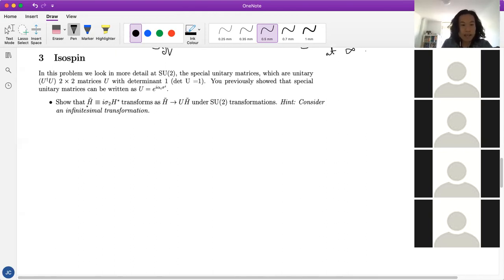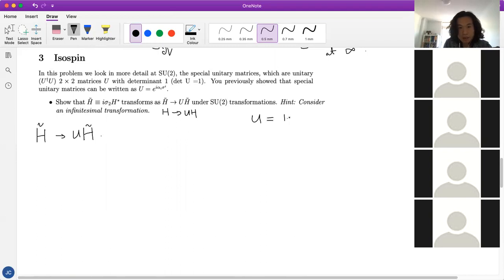So for the first part, we want to show that this H tilde, equal to i sigma 2 H star, transforms under SU2 symmetry as we expect. The question didn't make it more specific. It should say that we know that H transforms under SU2 symmetry like this. And we're going to use this fact to argue that H tilde also transforms under SU2 symmetry the same way. Okay, so let's get into it. H tilde going into U times H tilde.